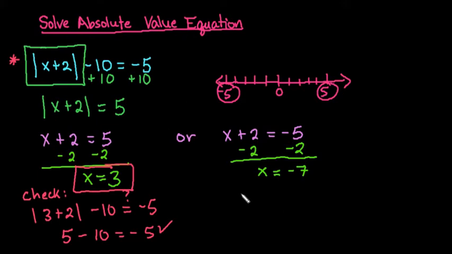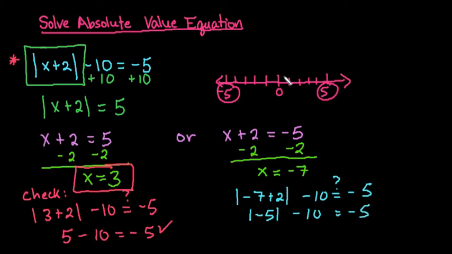We would do the same thing with the other one. We would do -7 plus 2 minus 10, and we're asking, does that equal -5? For this one, remember that it does give us -5. And if I take the absolute value of -5, because -5 is also 5 places from 0, we really end up with 5 minus 10 equals -5. And that also works. So we can see that both of our solutions work in our original equation.